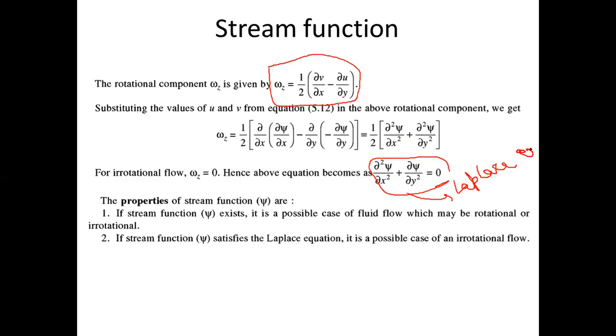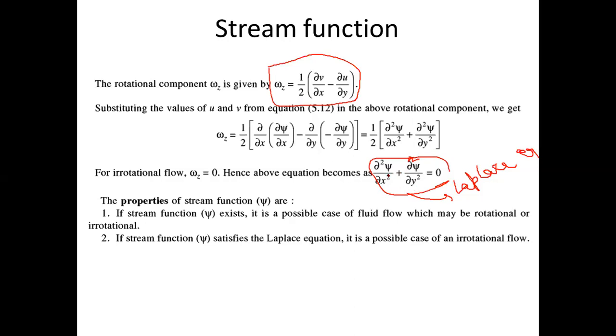Fine. So if psi satisfies the Laplace equation, sir, shouldn't there be a square on the del? There should be a square. That is a misprint. So this is a second order homogeneous differential equation.